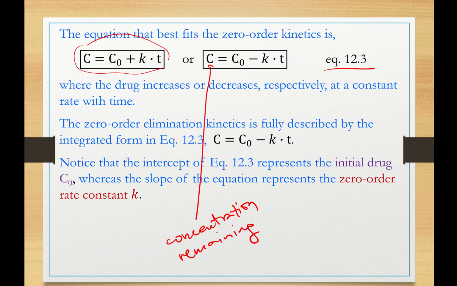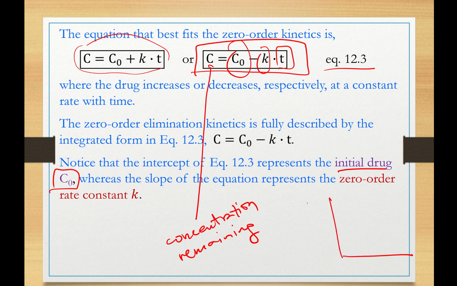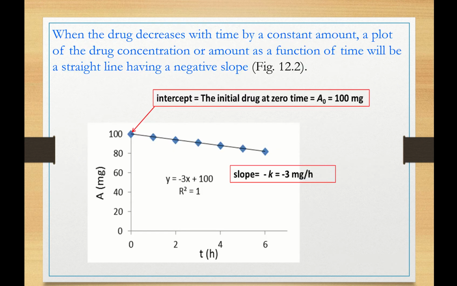Not concentration eliminated. C0 is the initial drug concentration. K is of course the zero order rate constant, and T is the time, whatever units you have. Notice that this equation is linear. If I plot C versus time, the slope is going to be K. So the slope is going to be the rate constant, and the y-intercept is going to be the initial concentration in the blood or body, which is very, very important for us.